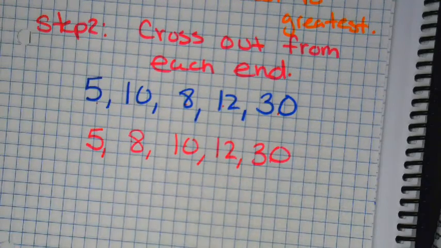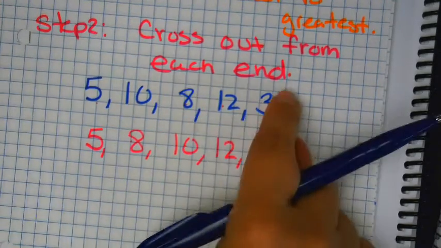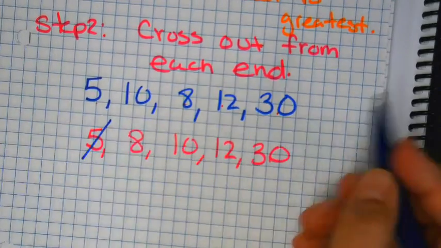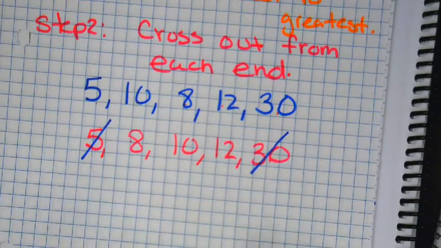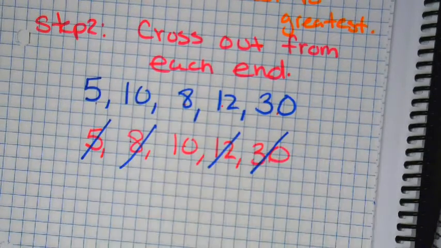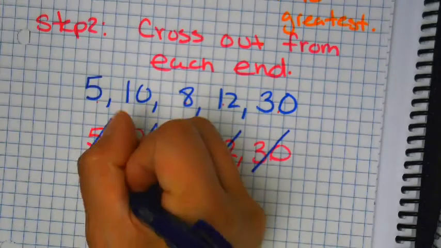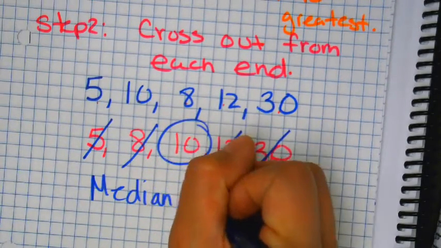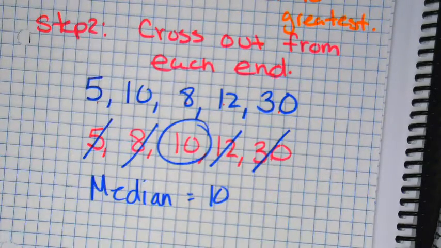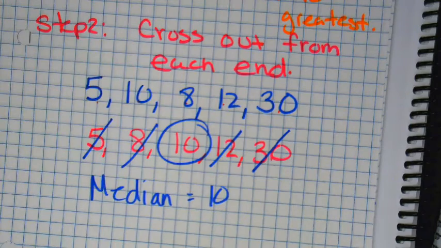And all you do is cross out from each end. So from this end, this end. This end, this end. What's the number in the middle? That is what we call the median. Median, like medium. That's it.